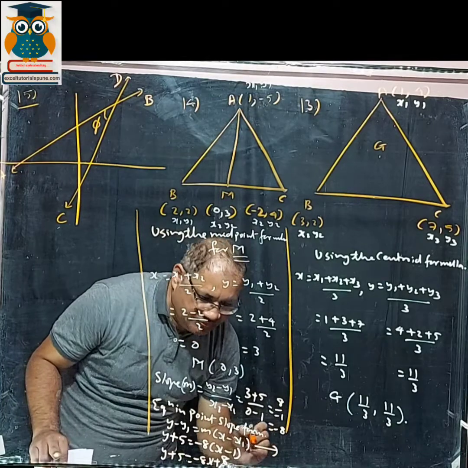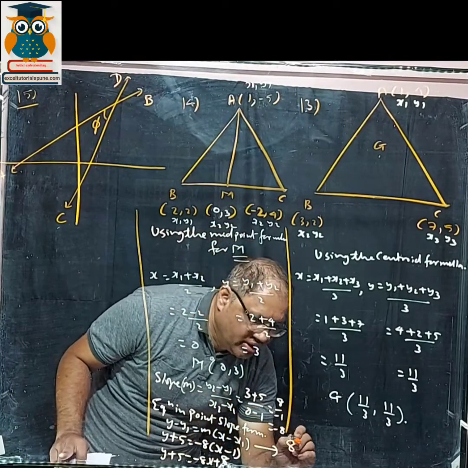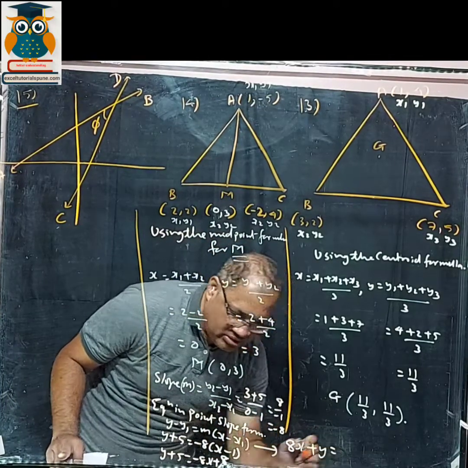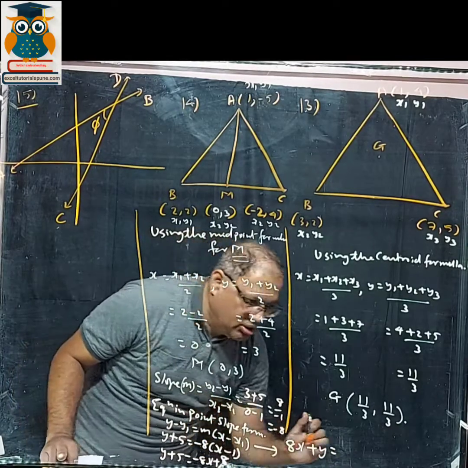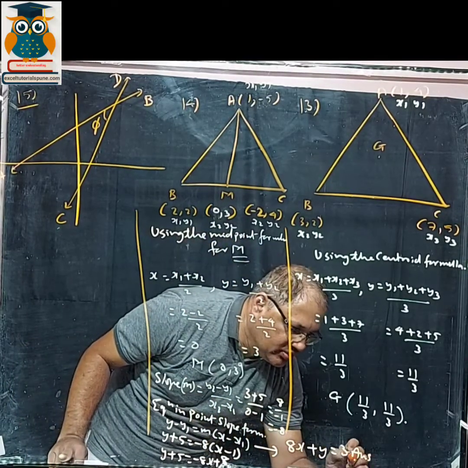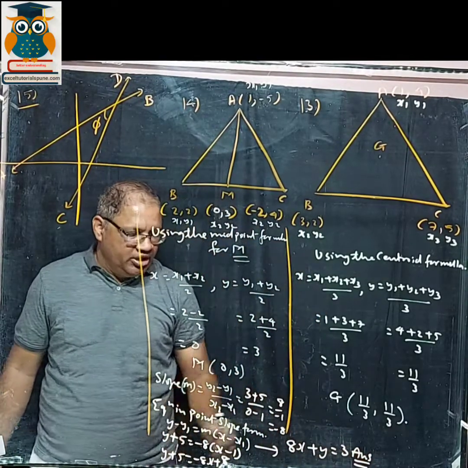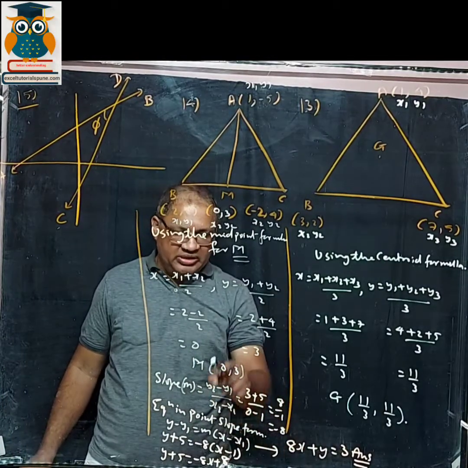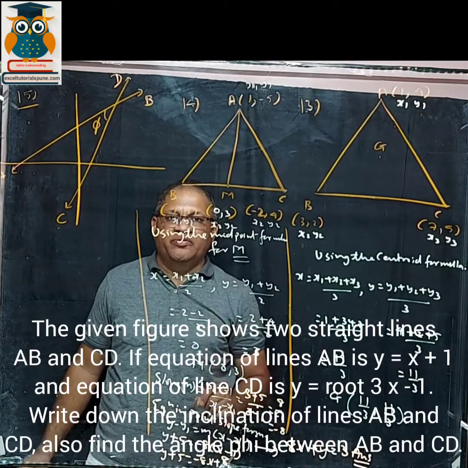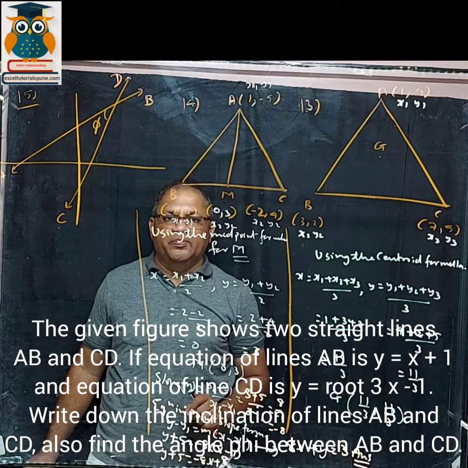That is 8x plus y is equal to 3. That's your answer. Okay. 8x plus y is equal to 3 is the answer. See the working and try solving it in your notebook again.